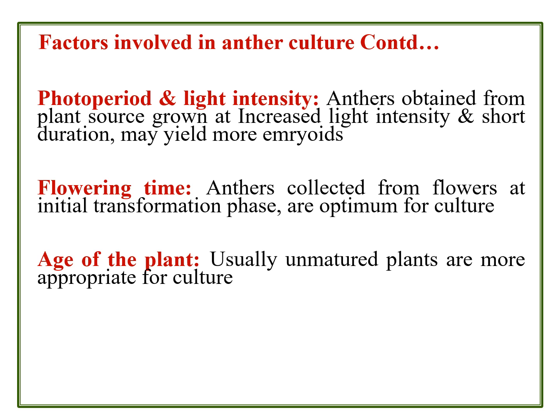Photoperiod and light intensity: anthers obtained from plant sources grown at increased light intensity or short duration may yield more embryoids. Flowering time: anthers collected from flowers at the initial transformation phase are optimum for culture. Age of the plant: usually immature plants are more appropriate for culture. Mature plants may not give proper anther culture. So that is one of the obstacles or problems with the anther culture.